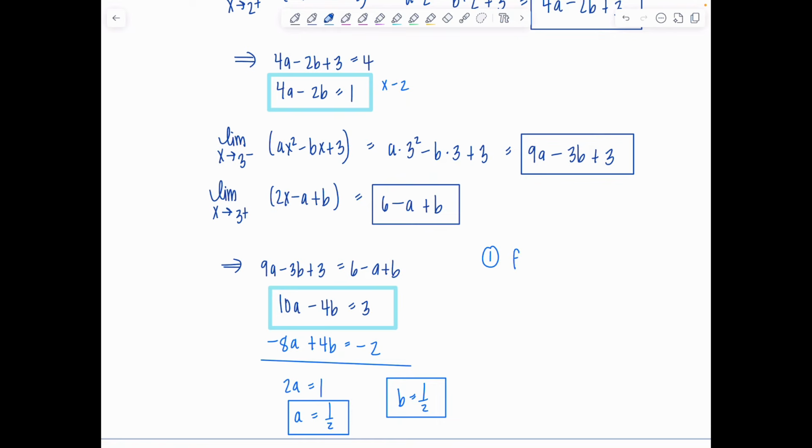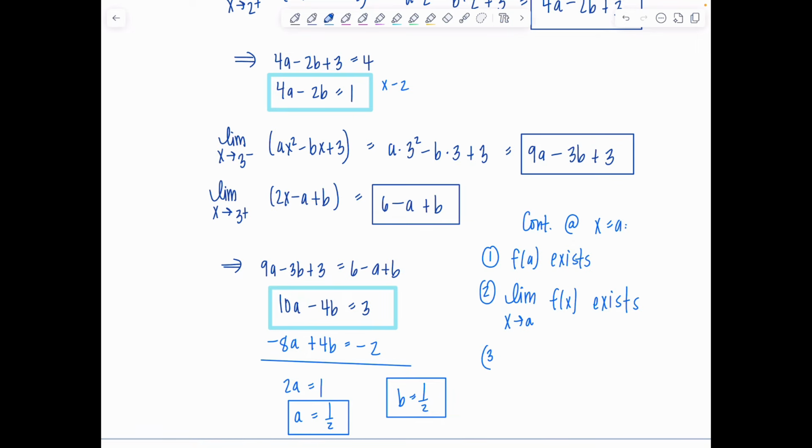One is that f of a exists, continuity at x equals a. Second is that the limit as x approaches a of f of x exists as a finite number. And this implies that the limit from the left equals the limit from the right. This is what we've been stressing about in this problem.